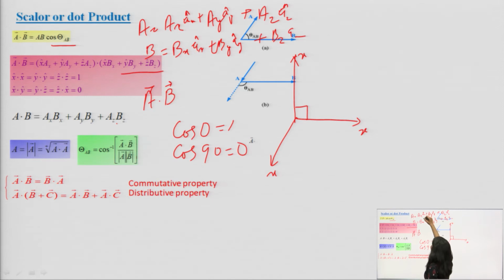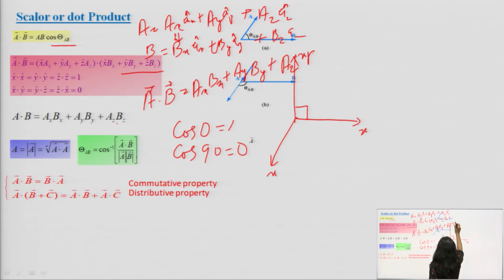Corresponding coefficients, meaning the coefficient of ax will multiply with bx only, because if ax gets multiplied by bx, then only the cos theta value will be 1. For all other cases theta will be 90 degrees and the product will be 0. So a dot b will be ax bx plus ay by plus az bz. The same thing is written here.